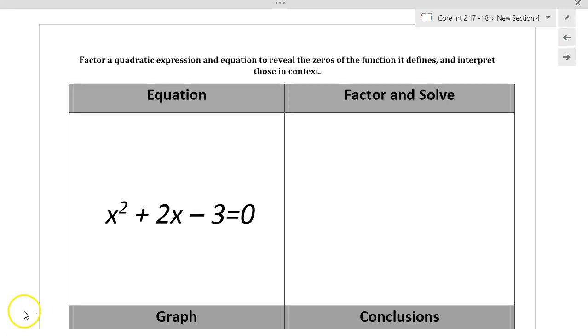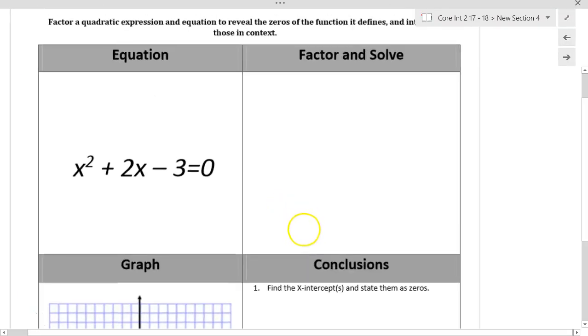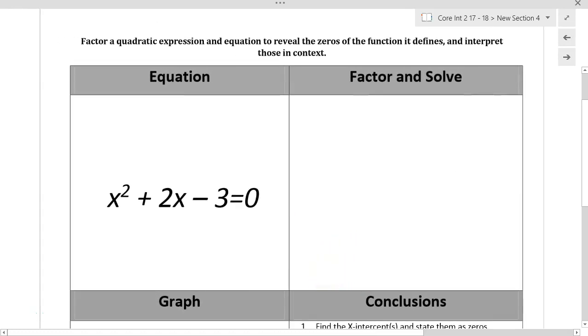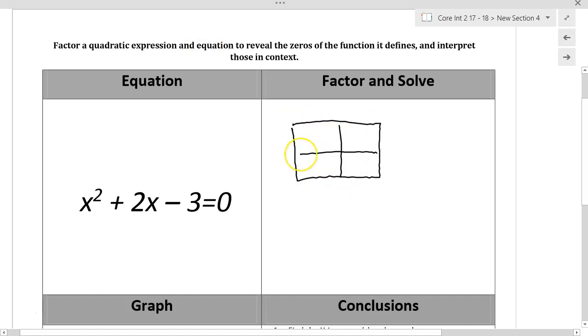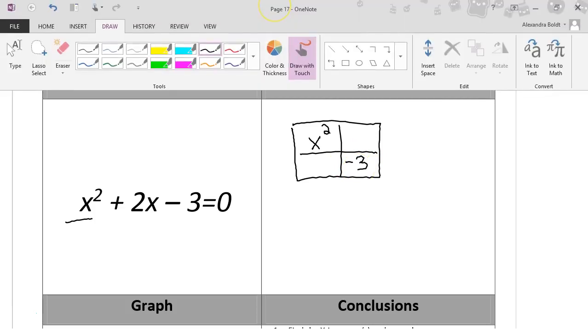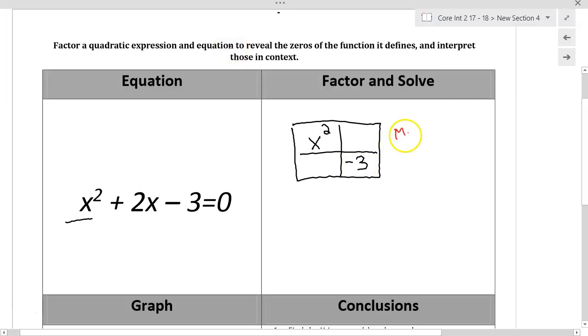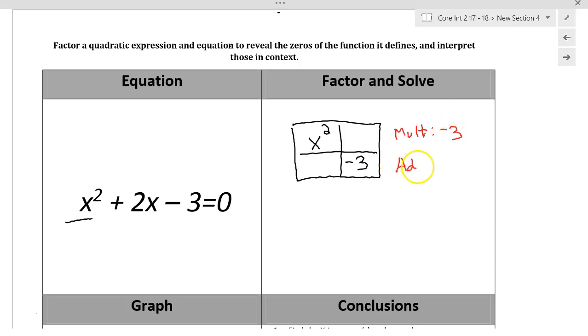Alright, this is the last thing we are going to look at. So we're just connecting what we are doing with factoring with what we looked at with graphing in our target A. Okay, so let's start by factoring and solving this equation. I'm going to draw my box. Again, we have x squared and negative 3. Remember, I want to multiply to 1 times negative 3, which is negative 3. And I want to add to this middle number, 2.